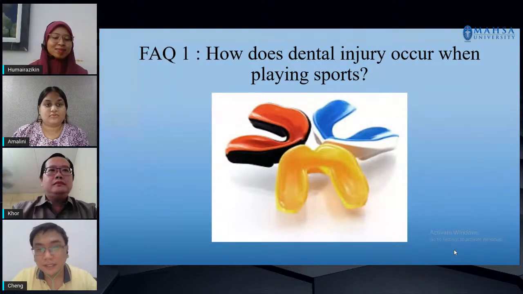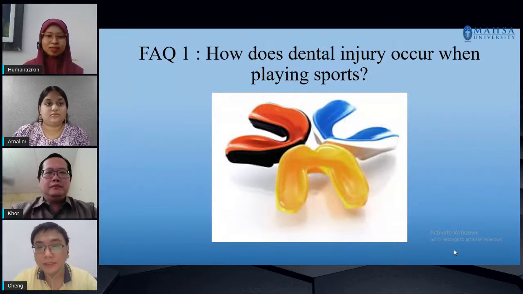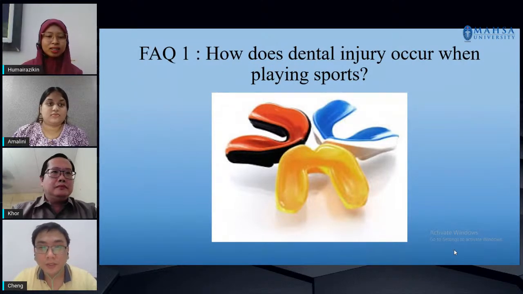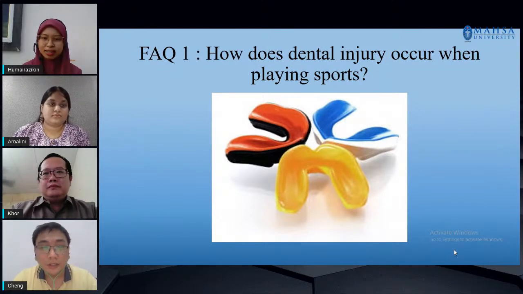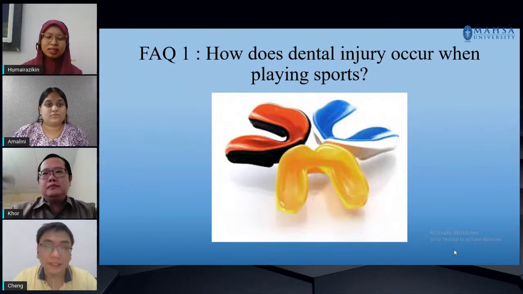Usually the dental injuries that occur most commonly happen during contact sports, such as when you're having contact with a ball or when you're having contact person to person. It can also be due to contact with the equipment that you're using, such as hockey sticks or cricket bats. So all this will happen when you have contact, then you have a chance of having dental injuries.